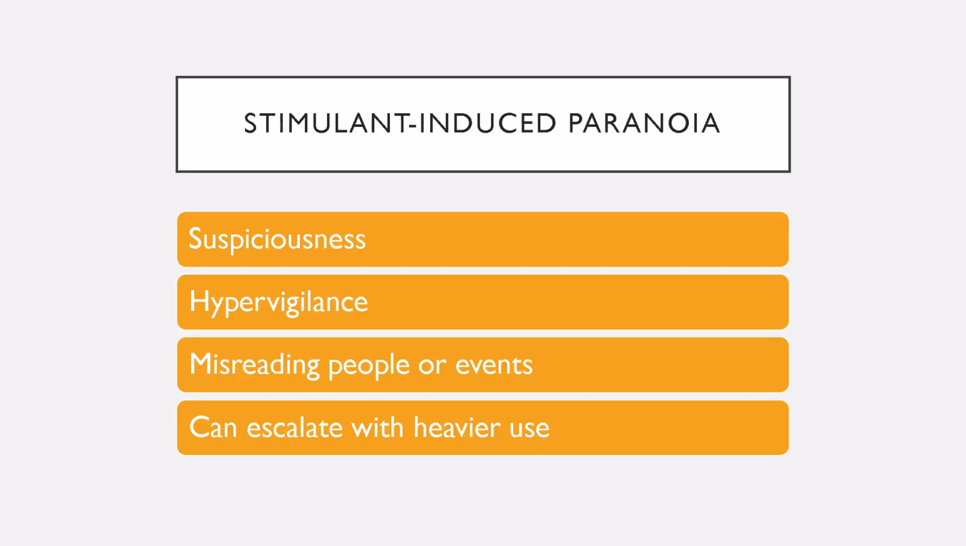And paranoia is one of the most common and serious psychological effects of stimulant use, particularly with heavier use or longer periods of being awake. Clients may become suspicious of other people, feel like they're being watched, or misinterpret neutral events as threatening, or maybe they believe that other people are talking about them or trying to harm them. This can range from mild suspiciousness to full-on delusional thinking.